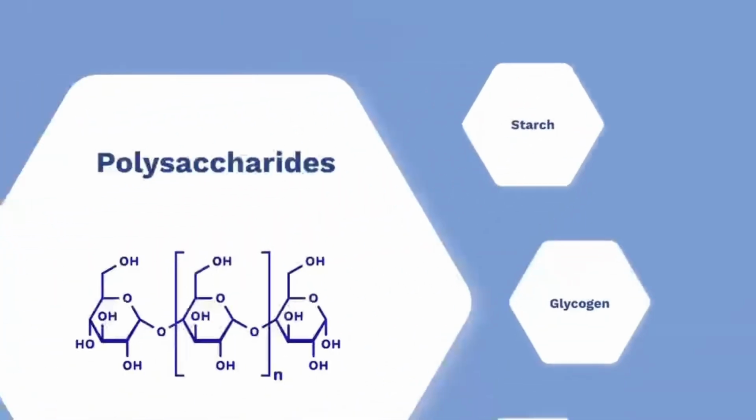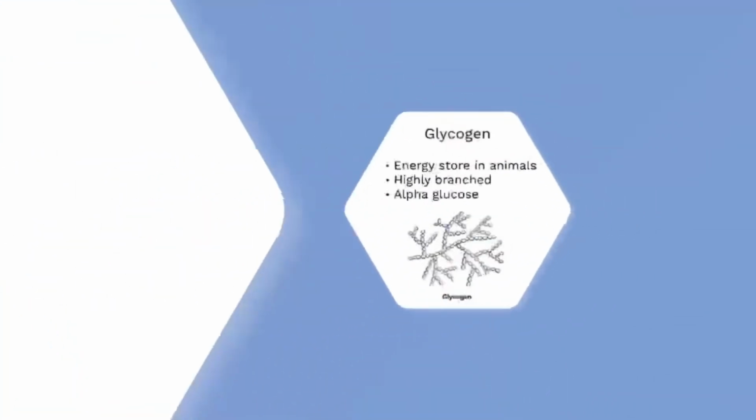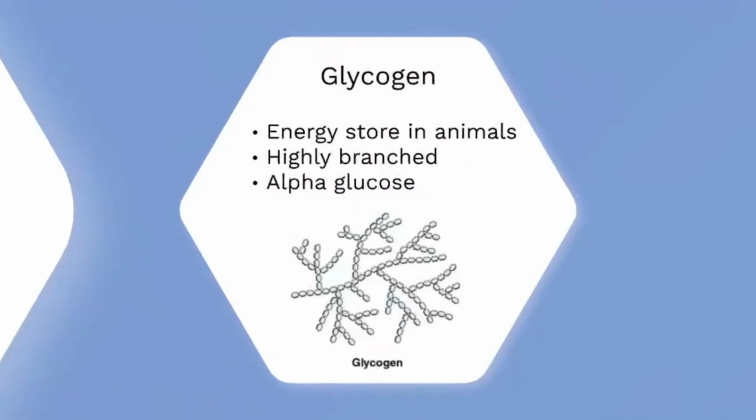Glycogen is the main energy store used in animals. Glycogen is also made of alpha glucose and forms very long chains that are highly branched. Similar to starch, this allows fast breakdown so that the glucose can be used quickly in the animal.